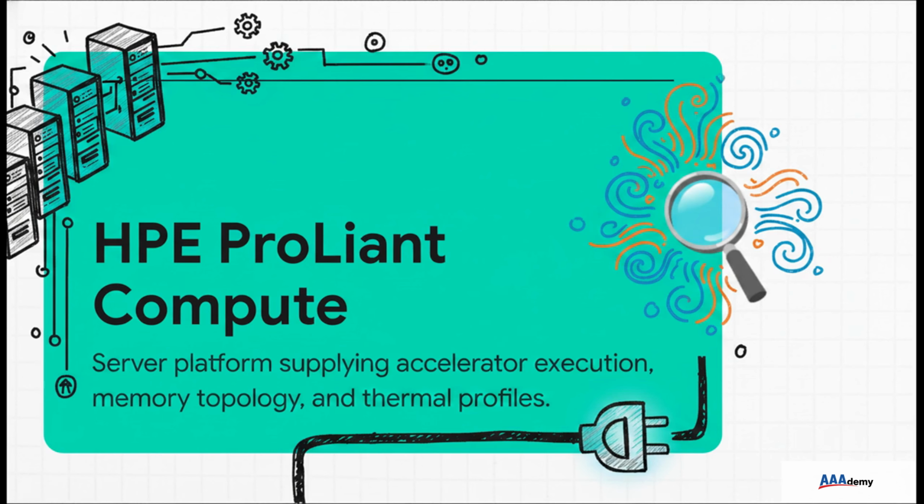The underlying compute architecture dictates how multi-GPU scaling works. It controls the memory topology. It manages the absolutely crucial thermal envelopes and power profiles. Basically, a massive top-tier GPU is utterly useless if the server platform beneath it can't power it, keep it cool, or connect it efficiently to other accelerators.